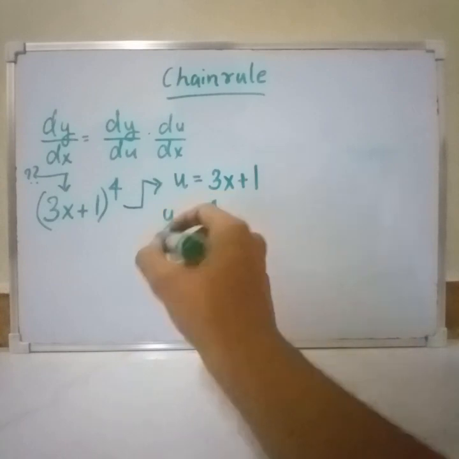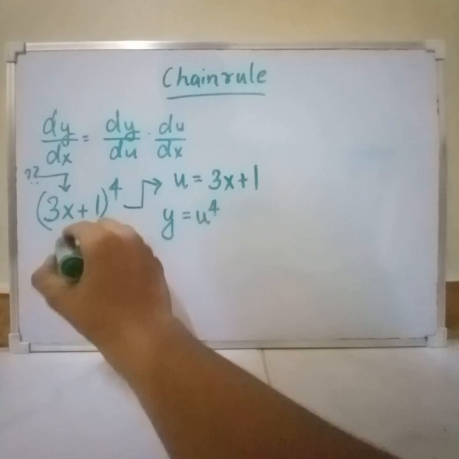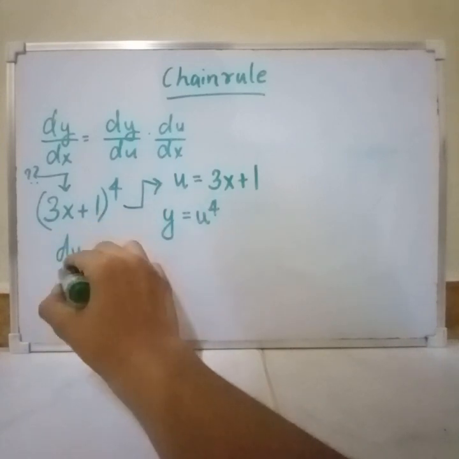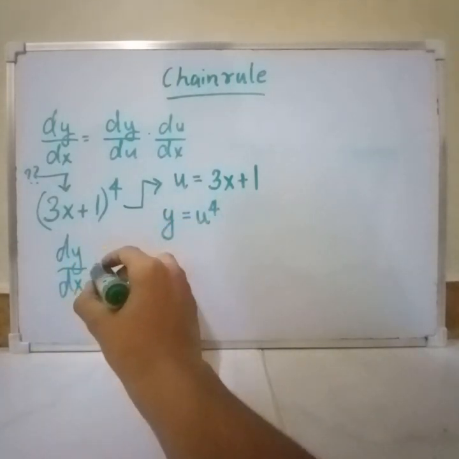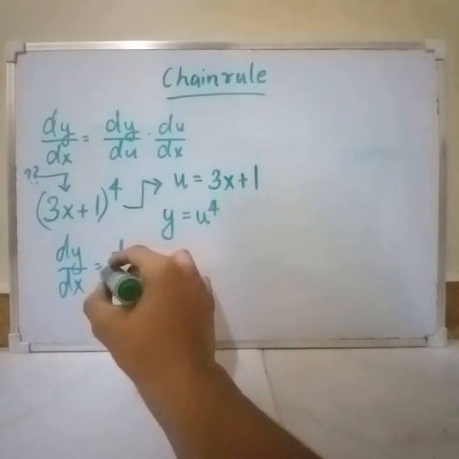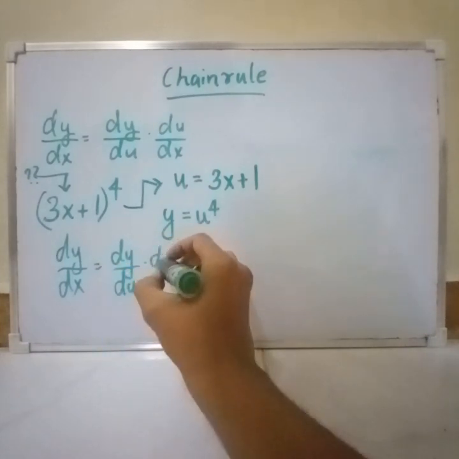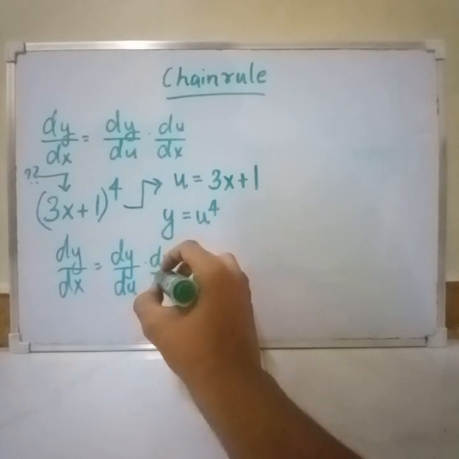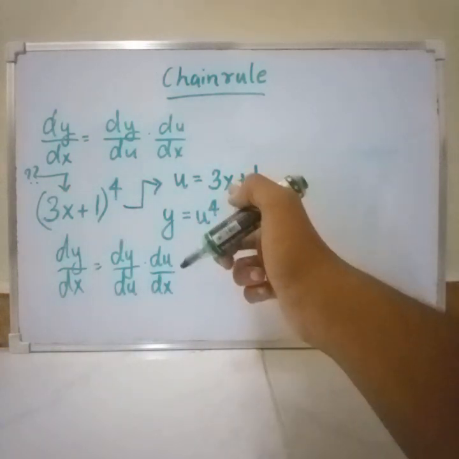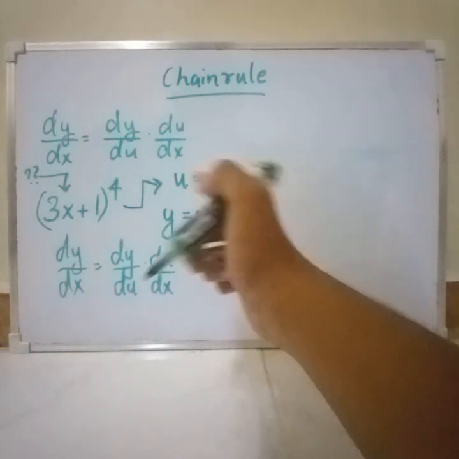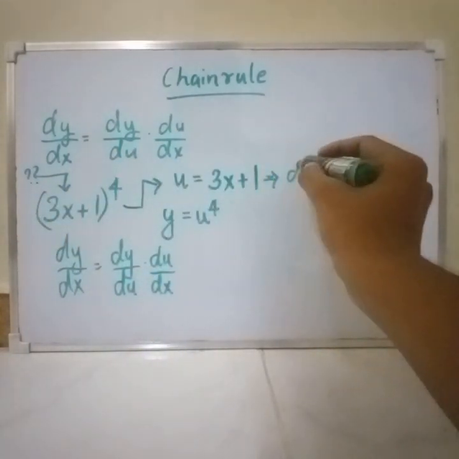So now we have to differentiate this y with respect to u. We cannot do dy by dx, we cannot differentiate it with respect to x directly. So first what we'll be doing is we can write it as dy by du. Then this u we can differentiate with respect to x. So if you check here, our u is 3x plus 1, whatever is inside the power. So the derivative will be du by dx.